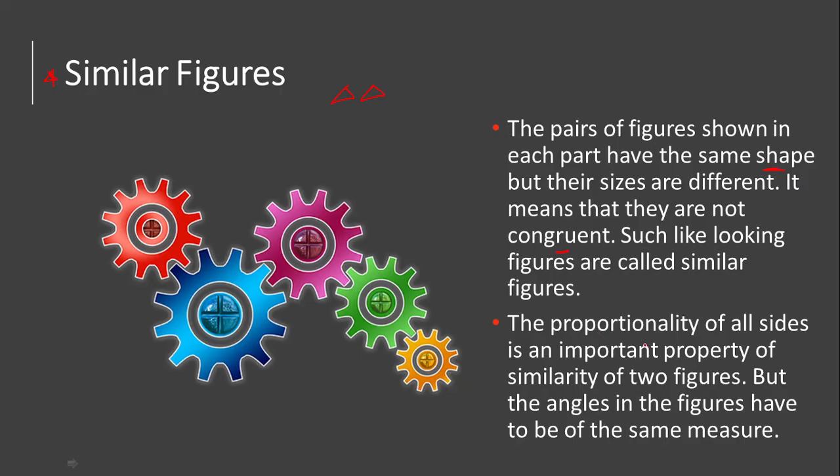Proportionality is an important property, but the angles in the figures have to be of the same measure. Children, in congruent triangles, sides need to be the same, and the angles also need to be the same. But here what is the condition for similar triangles? Sides may or may not be the same. You can take them in proportion also. But angles are compulsorily the same, like in congruent triangles. That thing you have to keep in mind. Angles are compulsorily of the same measure, but sides may vary.